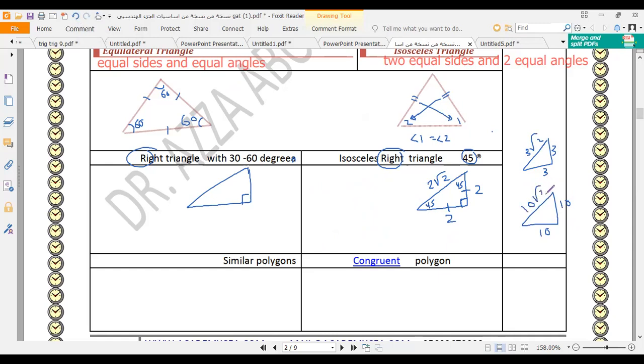You understand? So we can work as a ratio. We can work as 1, 1, and 1 radical 2. If I give you an example like this one, where this is 3 radical 2, and I want you to find the value of x, you can write here x, and this is 3 radical 2.